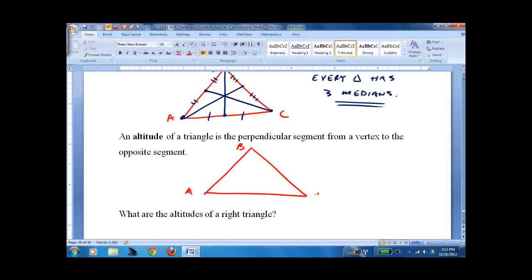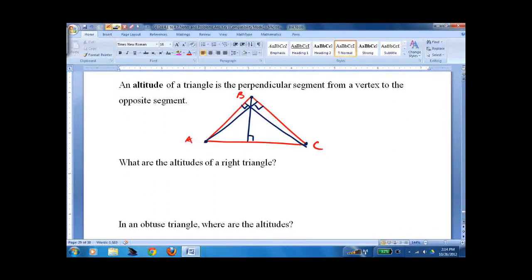Altitude goes from a vertex to the other side, perpendicular. Again, an altitude is like a median in that it comes from the vertex, but it does not go to the midpoint. It's perpendicular to the other side.